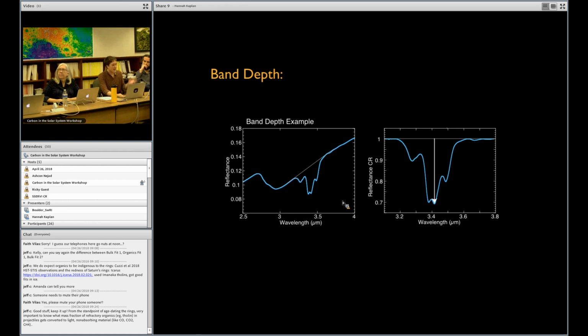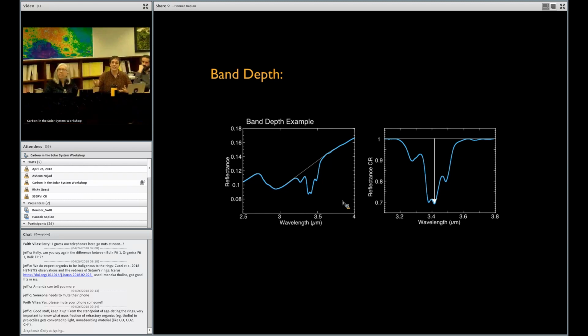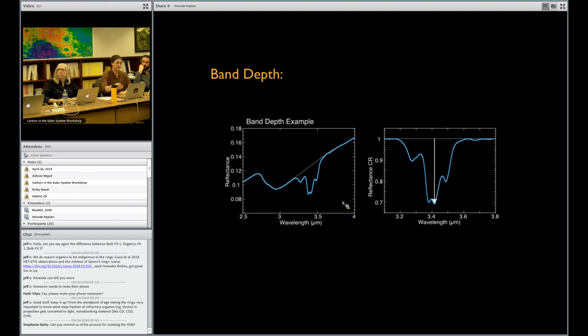And so just as a final, getting everyone on the same page, I'm going to talk a lot about band depth, which is a really simple measure of absorption strength. Because this 3.4 micron absorption overlaps with some other features, particularly OH and H2O, I take a continuum removal over a smaller region, and then measure the absorption strength compared to that continuum removed spectrum.